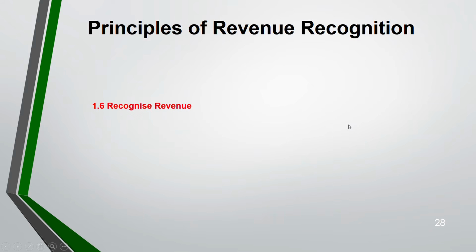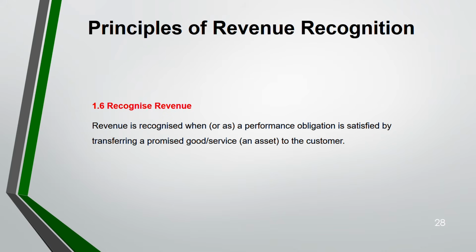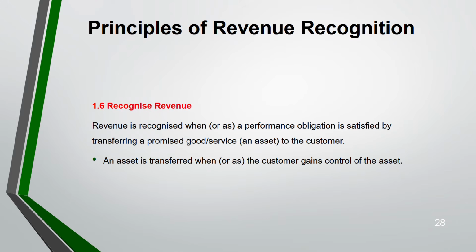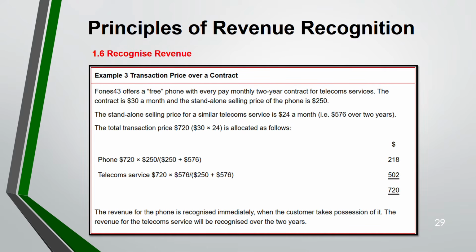Now, finally, the final stage is recognizing revenue. You have to recognize revenue when a performance obligation is satisfied by transferring the good or service to a customer. An asset is transferred when the customer gains control of the asset. A performance obligation can be satisfied over a period of time or at a point in time. You have to see.